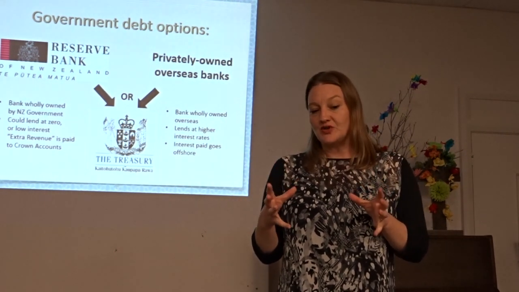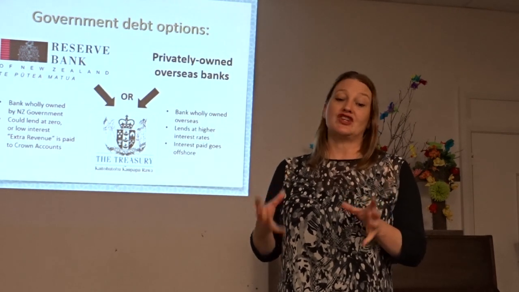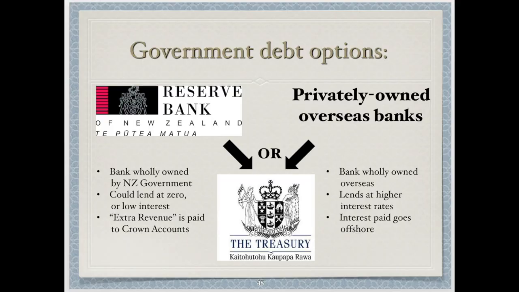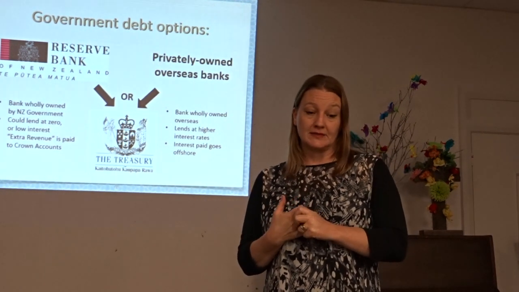So these are our options. The government wants a debt, it needs money. We can continue to borrow from privately owned overseas banks, who are wholly owned overseas, who lend at higher interest rates, and the interest goes straight offshore, or we can bring that back internally and say the Reserve Bank will take over that function, thank you very much. It really is not rocket science.